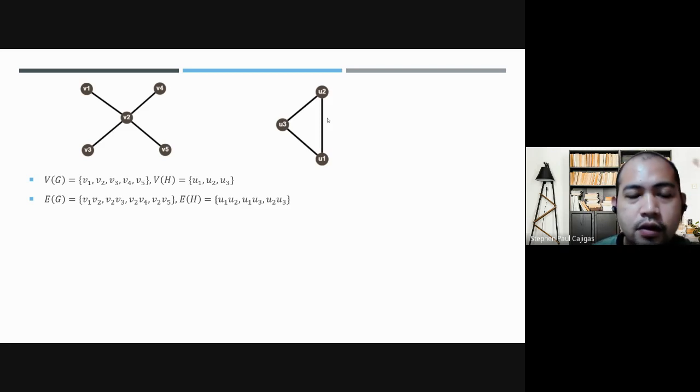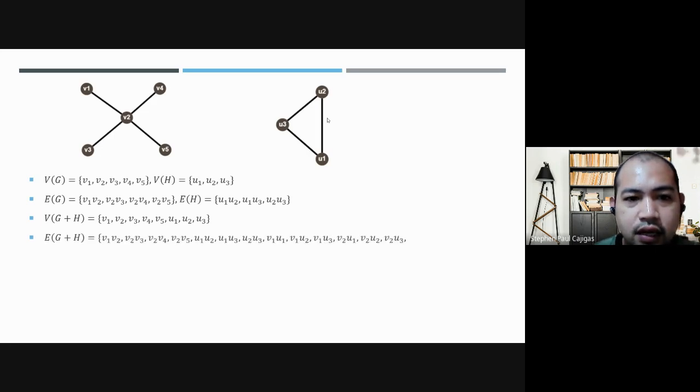So we will now do the operation. We will do the join. For the vertices, we simply take the union of the two vertex sets. Now for the edges, again, we will do the union of the edge sets, up to U2, U3; these are the original edges. Next, we will be pairing off all the vertices of G to the vertices of H.